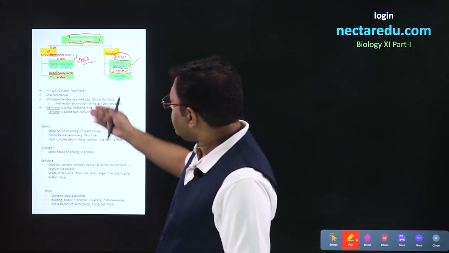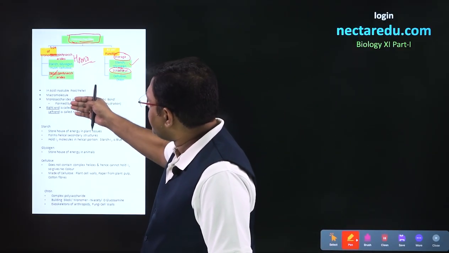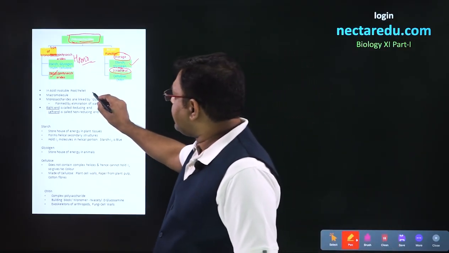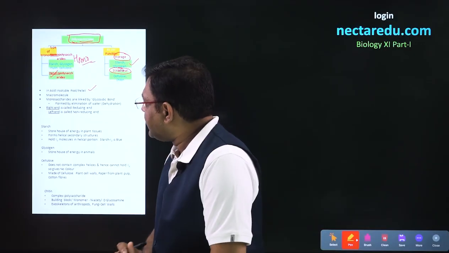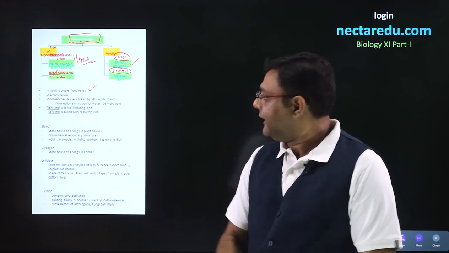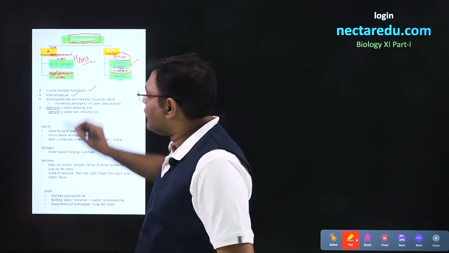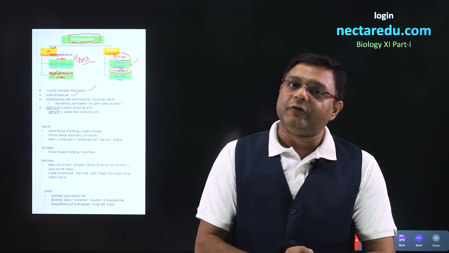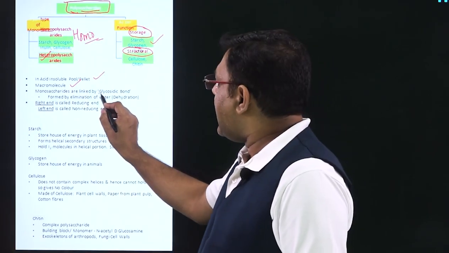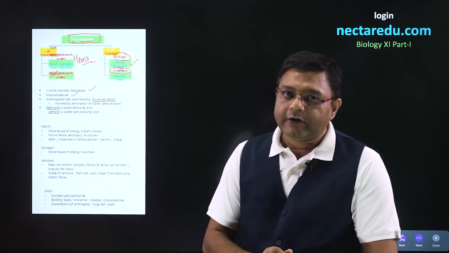After this, we look into some of the general characters of polysaccharides. Polysaccharides, as we see in the experiment, are present in the acid insoluble pool or pellet. These are macromolecules as their molecular weight is more than 10,000 daltons. These monosaccharides are joined by glycosidic bond.